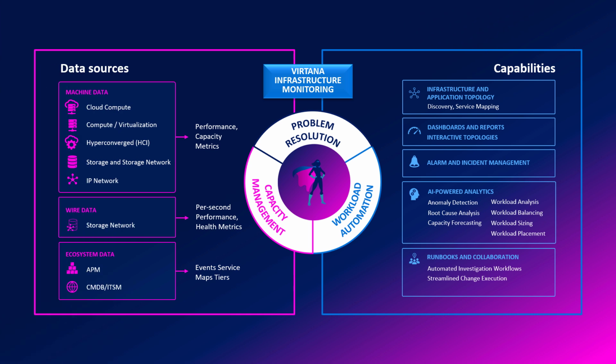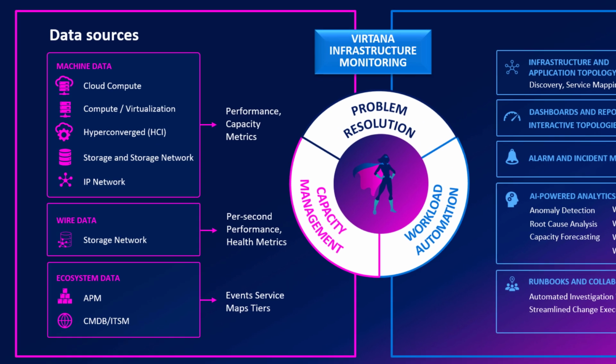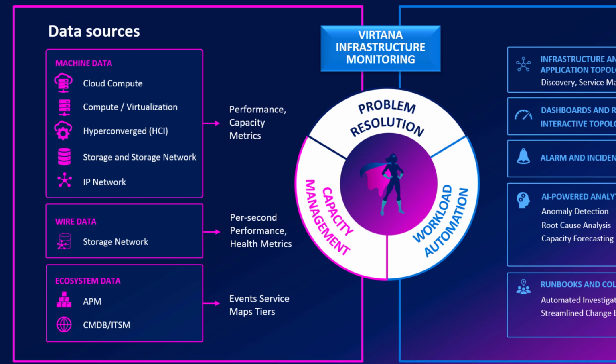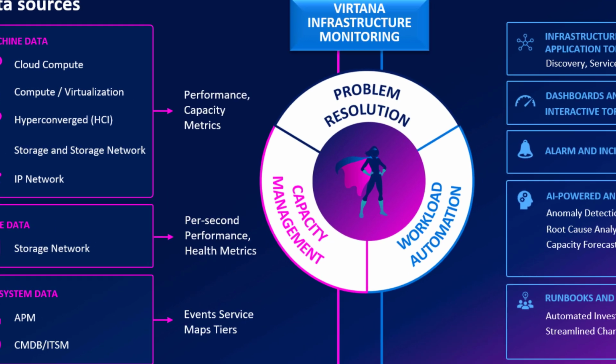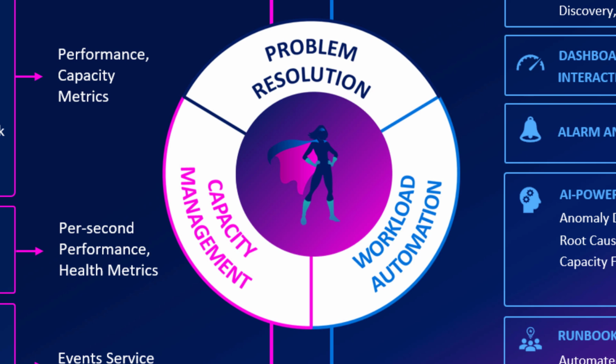Virtana Infrastructure Monitoring is an on-premises infrastructure monitoring and management platform for hybrid cloud infrastructure. It collects data from a wide variety of data sources, then correlates and analyzes the data to provide recommendations for problem resolution, capacity management, and workload automation.